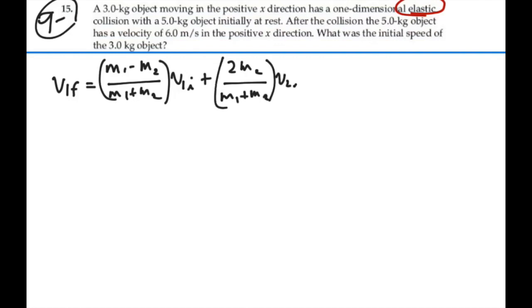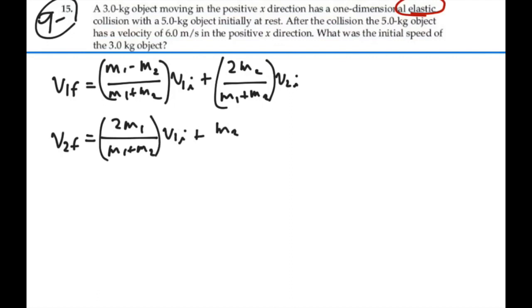V2 initial. And also, we would have that V2 final is equal to 2 mass 1 over (mass 1 plus mass 2), V1 initial plus (mass 2 minus mass 1) over (mass 1 plus mass 2), V2 initial.